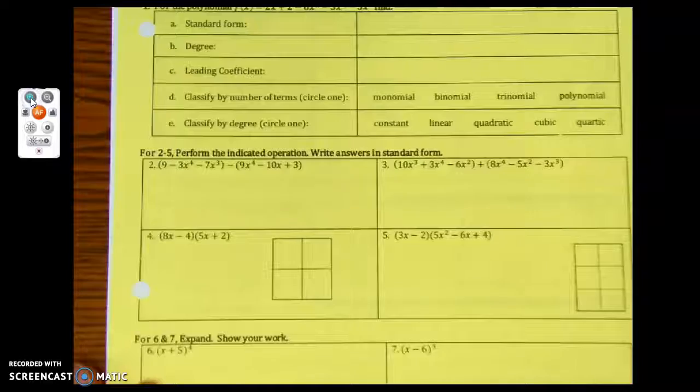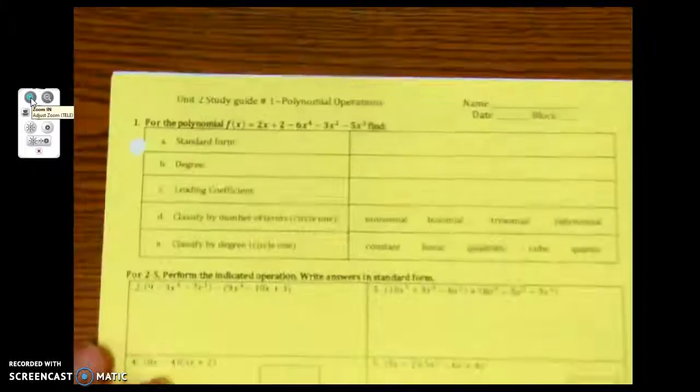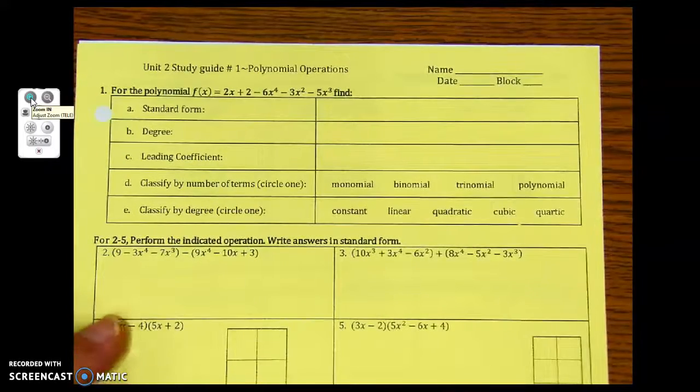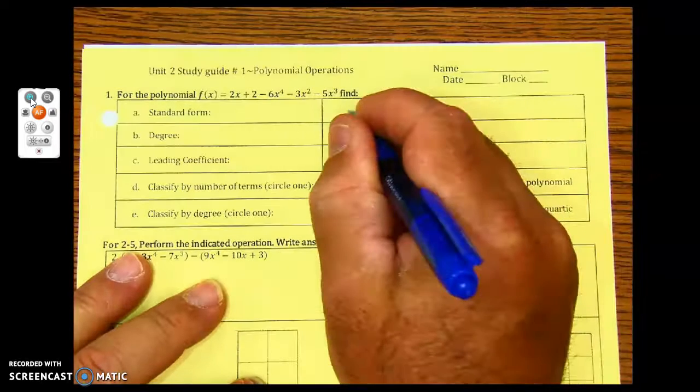I'll go over the study guide with you step by step. Please show all your work. Number one, standard form. That means just put the terms in order by the highest exponent.